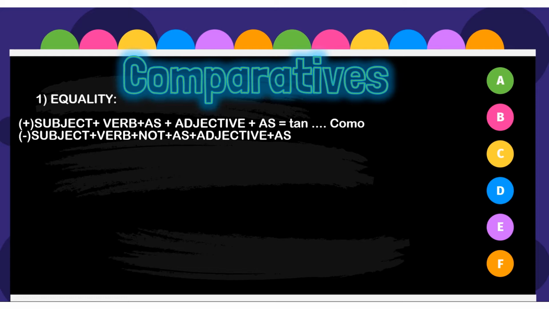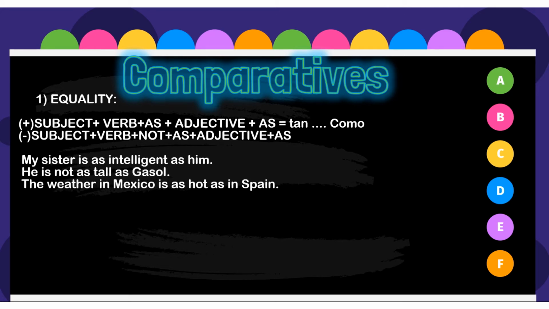You're going to use the comparative form when you are comparing two things. Some examples. My sister is as intelligent as him. He is not as tall as Hazel. The weather in Mexico is as hot as in Spain. The weather in England is not as hot as in Spain.